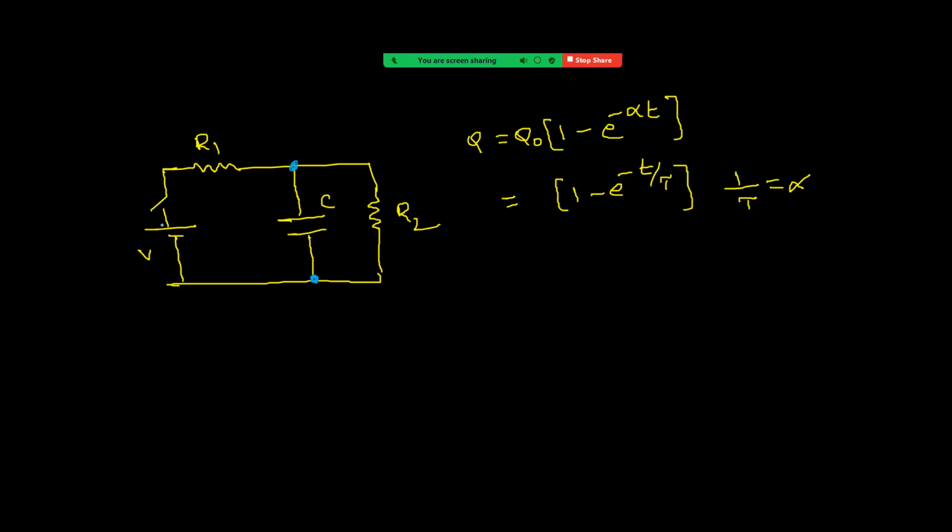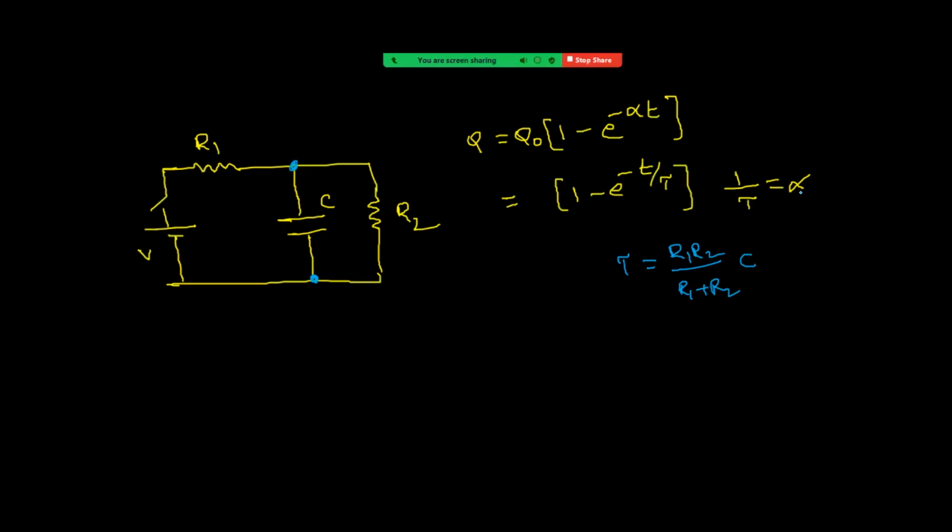So step 1, remove this battery, connect by conducting wire. Then R1 and R2, they are in parallel combination across the capacitor. Therefore, time constant will be, since they're parallel, effective value R1 R2 by R1 plus R2 into C.